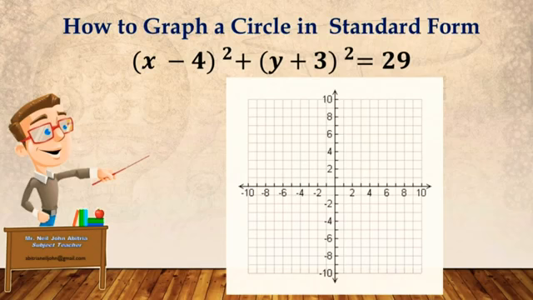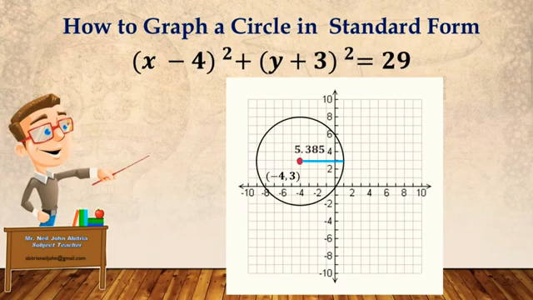You can plug the values in to find this circle with a center point of -4 and +3, and a radius of 5.385 units. That is the square root of 29.